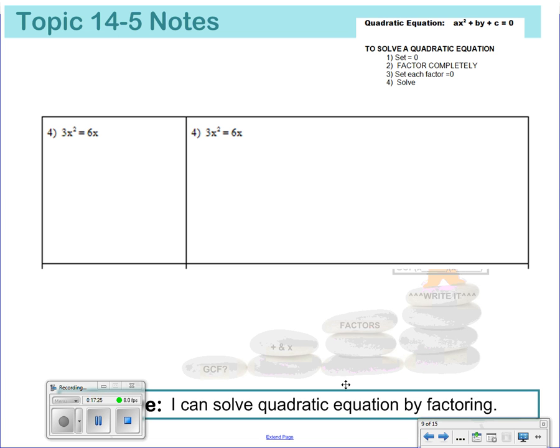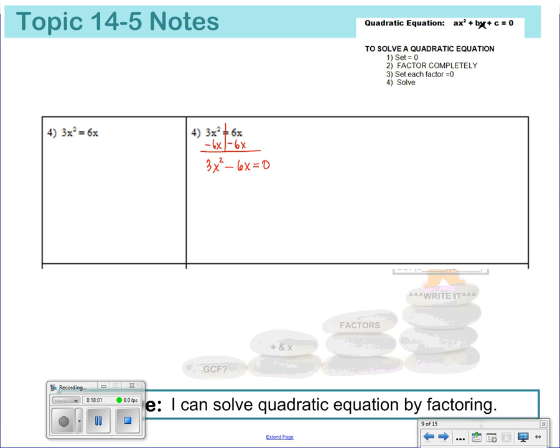Example number 4. Okay, first step, we need to get it set equal to 0. Again, let me go ahead and correct that. Set it equal to 0. That means we need to move the 6x. So I need 0 on the right-hand side, so I'm going to do the opposite of the positive 6x, which is this minus 6x. And then I can rewrite this because I cannot combine x squared with the x. So it's just 3x squared minus 6x is equal to 0.